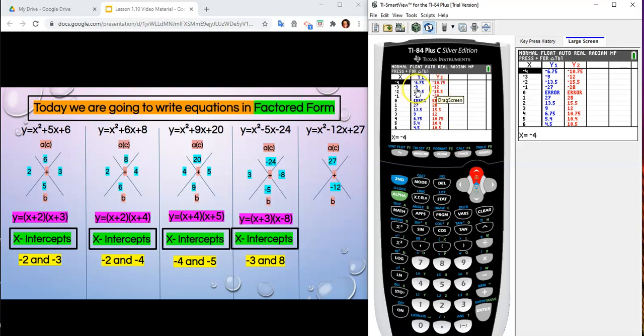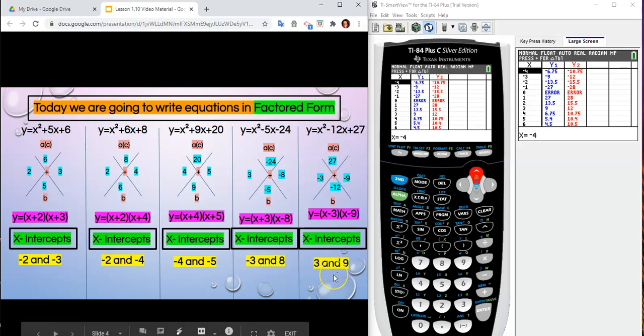So that means that my two factors would be negative 9 and also negative 3. So over here, I'm going to put negative 9 as one factor and negative 3 as my other factor. So therefore, if I write this equation in factored form, it would be y equals x minus 3 times x minus 9 as my two factors. And my x-intercepts would be positive 3 and positive 9. Because remember, we take the opposite sign.